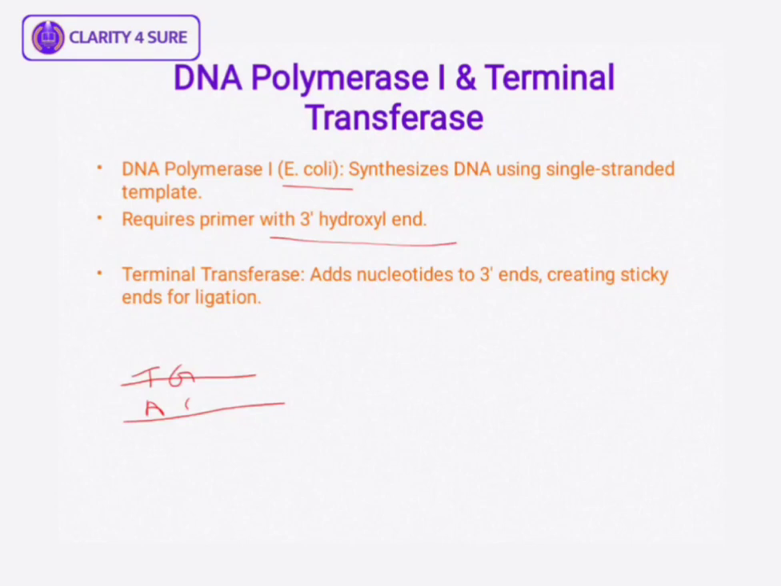Then we have terminal transferase. Terminal transferase adds nucleotides to the 3' ends of a DNA molecule even without a template. It's purified from calf thymus. This enzyme is used to add sticky ends to DNA fragments cut by blunt end restriction enzymes. Example, adding a poly A tail to blunt end DNA before ligation.